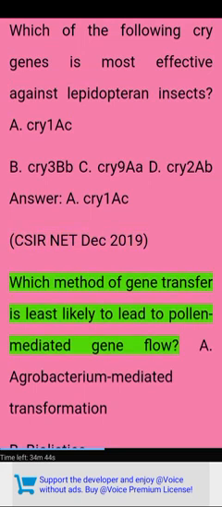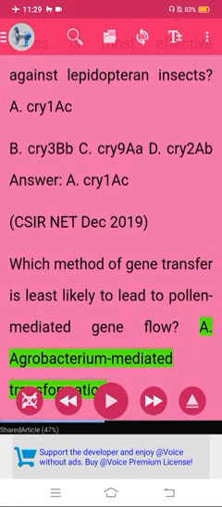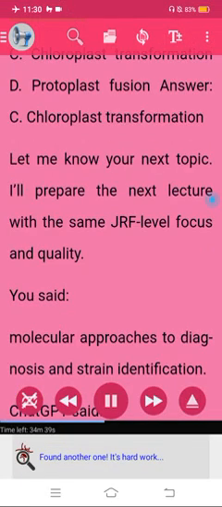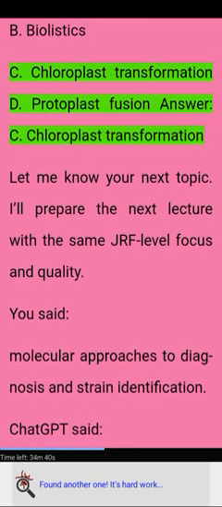CSIR-NET December 2019. Which method of gene transfer is least likely to lead to pollen-mediated gene flow? A, Agrobacterium-mediated transformation. B, Biolistics. C, Chloroplast transformation. D, Protoplast fusion. Answer: C, chloroplast transformation.